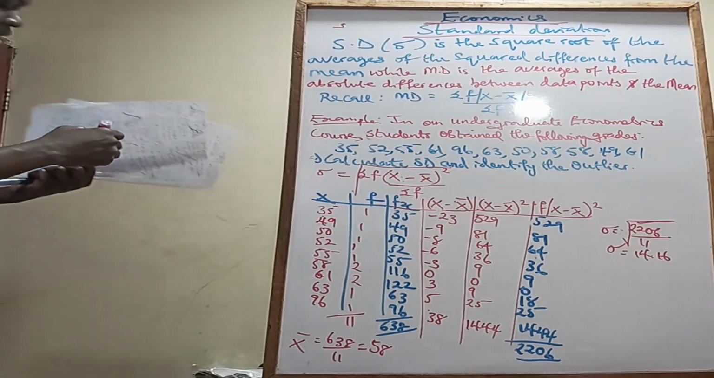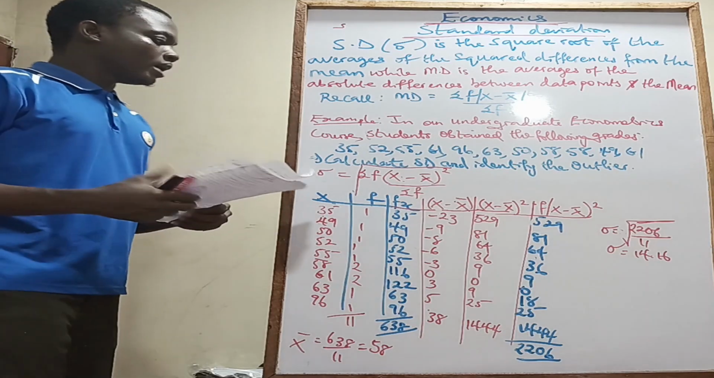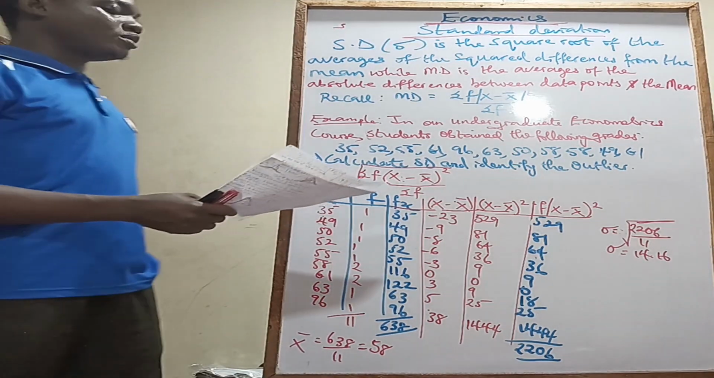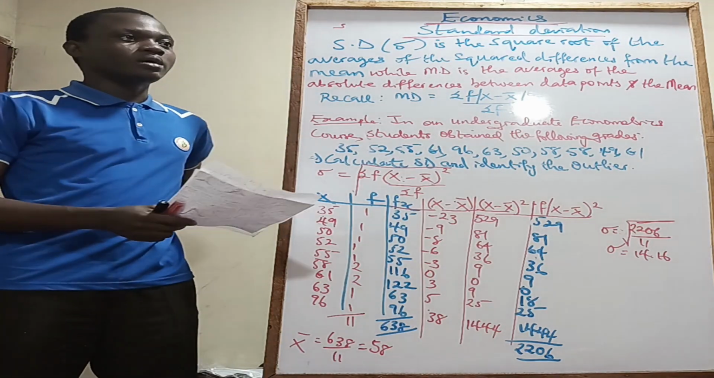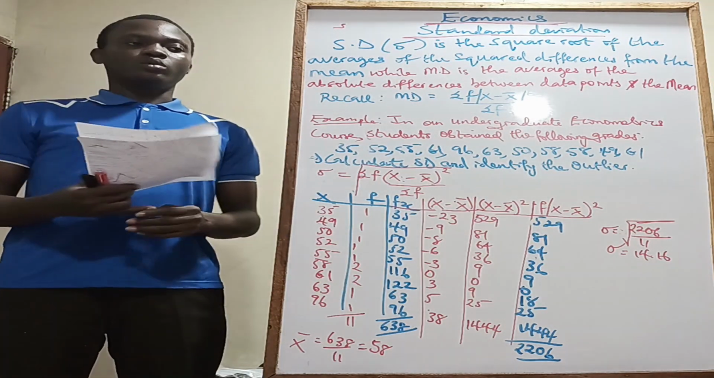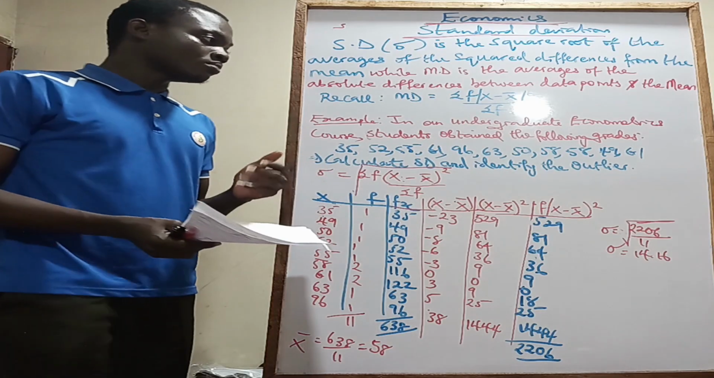14.16. So that's it. We've got this standard deviation, and now it says that we should identify the outlier. There is a method that we can use to identify the outlier. Pretty much looking at this, we can already tell there's an outlier.